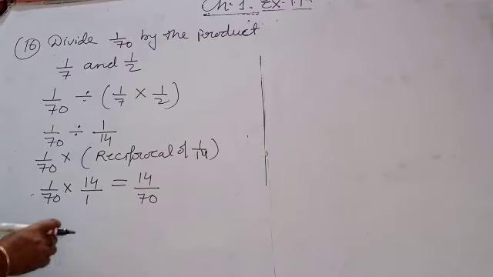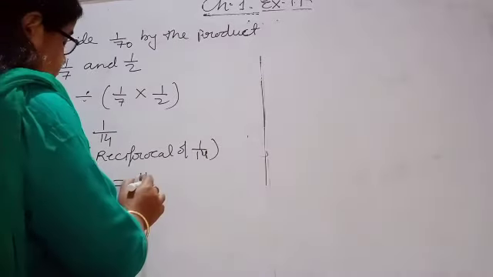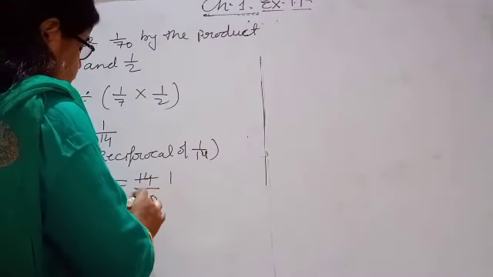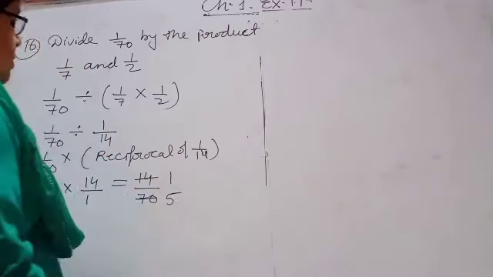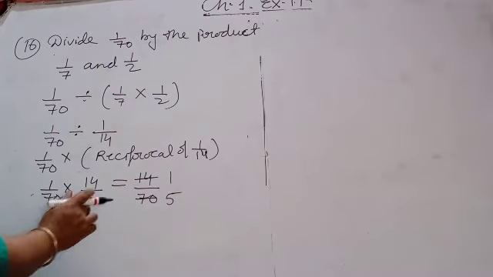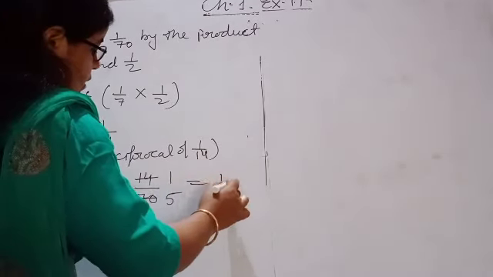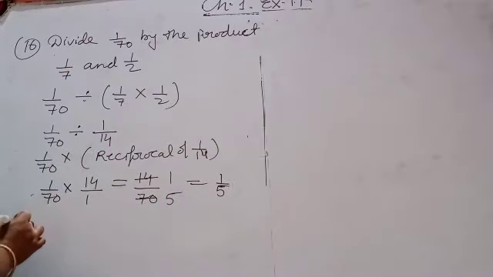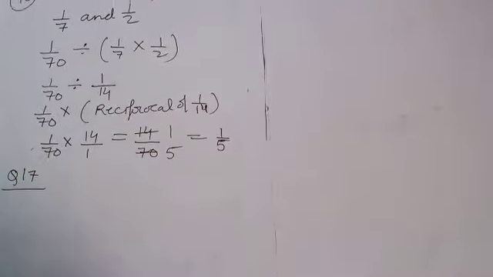Do this now. In the 14th table, 70 comes. 14 ones are 14, 14 fives are 70. The table should be very clear to you, then only you can do this. So what answer will come? 1 upon 5. Okay. Now we are proceeding to question number 17.